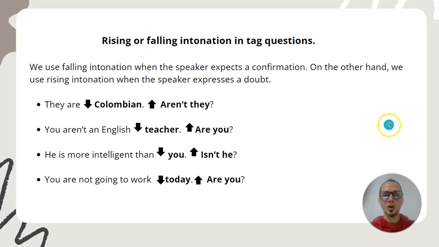Rising or falling intonation in tag questions. We use falling intonation when the speaker expects a confirmation. On the other hand, we use rising intonation when the speaker expresses a doubt. They are Colombian, aren't they? You aren't an English teacher, are you? He is more intelligent than you, isn't he? You are not going to work today, are you?